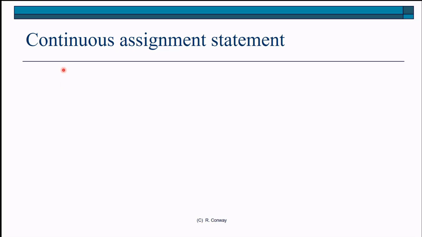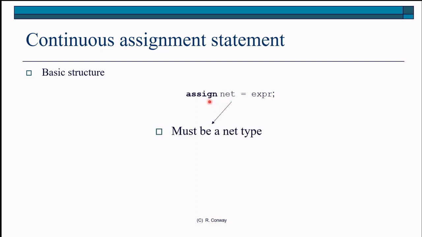The continuous assignment statement. This is the formal name for the assign statement. It consists of the keyword assign, space, a net, the equal to symbol, and an expression terminated with a semicolon. An important aspect of the assign statement is that you can only make assignments to net types, and in our case that means the wire type.